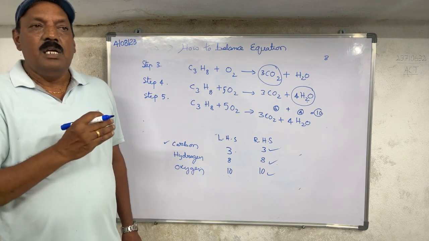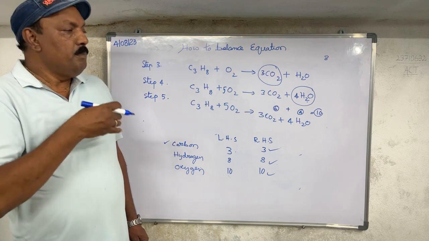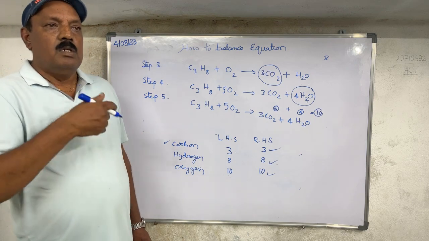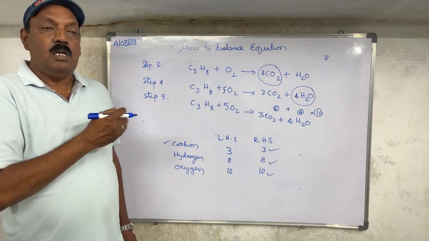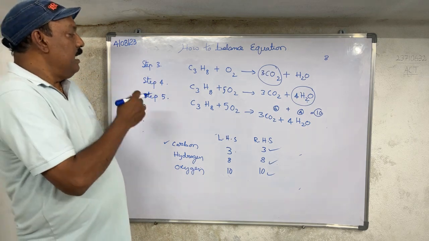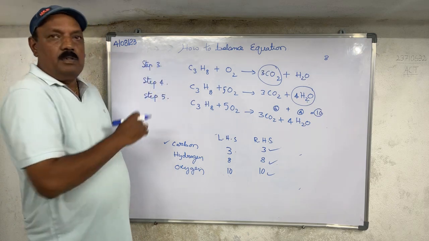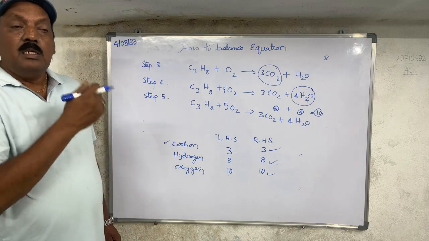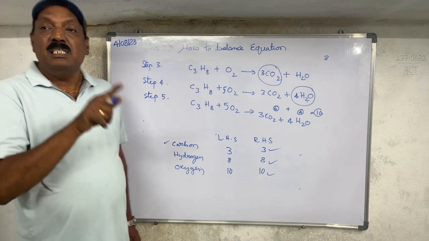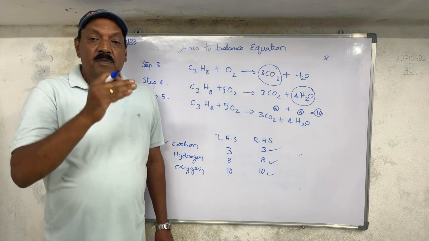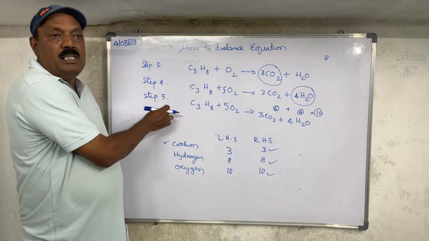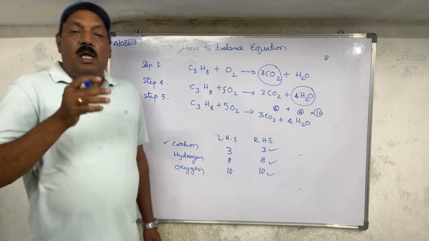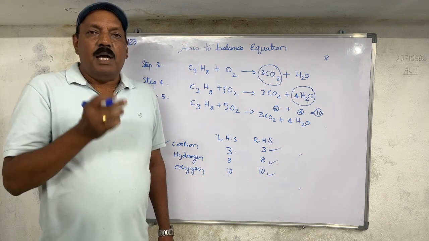From the third step onwards, it may take 3 steps, 4 steps or 5 steps according to the length of the equation. Now I took here 1, 2, 3 steps to balance. In some equations we can balance in a single step. In some equations we can balance in 2 steps. Now in this equation we are balancing in 3 steps. So according to the strength of the equation we have to balance.